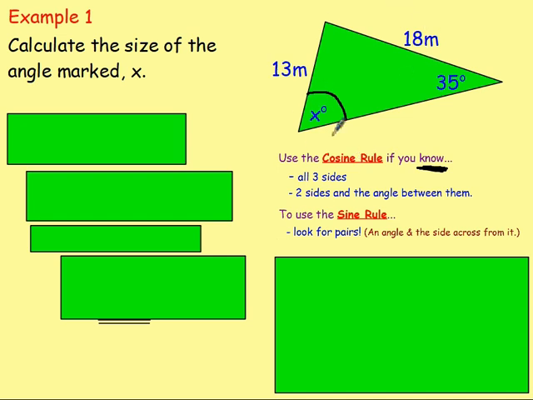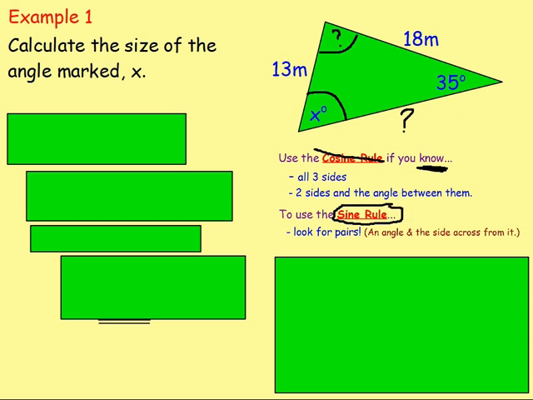So here, do we know all 3 sides? No, we don't. We know this is 13, we know this is 18, we don't know this side. It is unknown, so we're not using the cosine rule if we know all 3 sides. Do we know 2 sides and the angle between them? Well, we know 2 sides. And do you know this angle between them? No, we don't know that either. So we don't know all 3 sides, we don't know 2 sides and the angle between them, so we cannot use the cosine rule, which means it has to be the sine rule that we use.